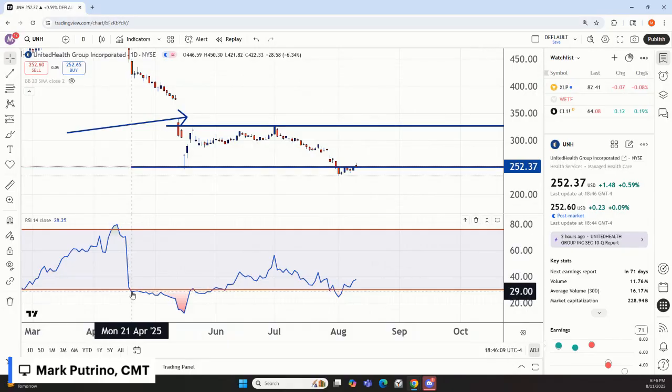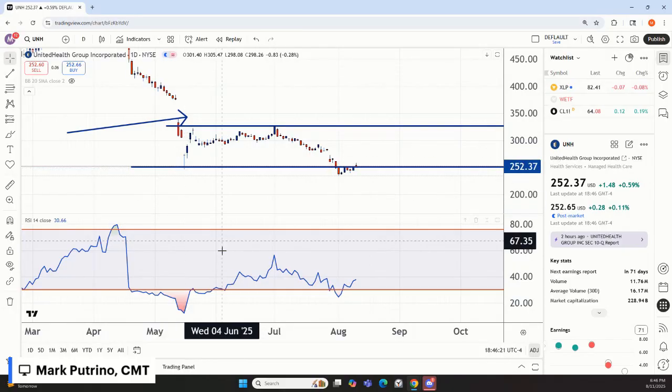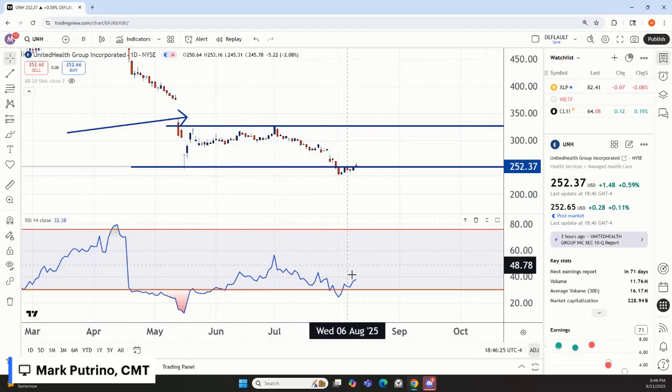So here, look at this. United Health got to oversold all the way up here. And it was oversold all the way down to there. And then it reversed. Here we got an oversold signal. It was irrelevant. The stock actually went up. Here, oversold, irrelevant. The stock actually went up.